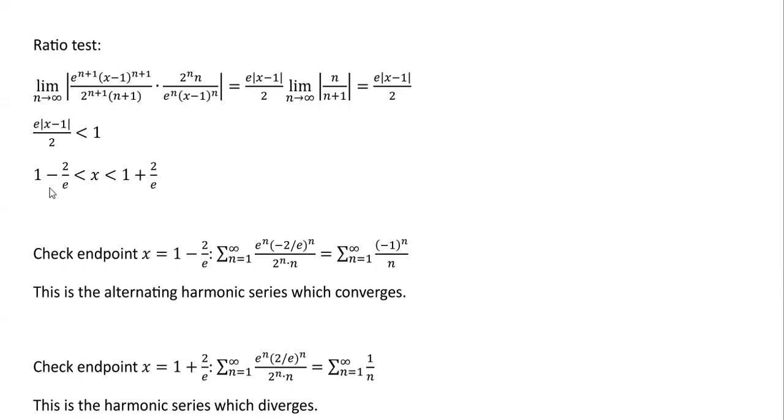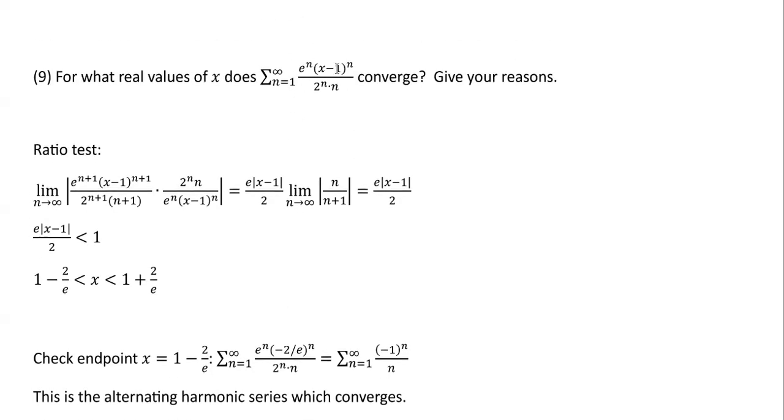So we check endpoint 1 minus 2 over e. We plug in 1 minus 2 over e into x right here. What's 1 minus 2 over e, minus 1? That's just minus 2 over e. Now the 2 to the n's would cancel, the e to the n's would cancel. So you're left with minus 1 to the n over n. This is just algebra here. You've got to be good with the algebra. So this is the alternating harmonic series, which we know converges. That should be a good enough justification, in my opinion. I don't know if this professor went over the alternating harmonic series, but I'm assuming he did. So this should be a good enough explanation.